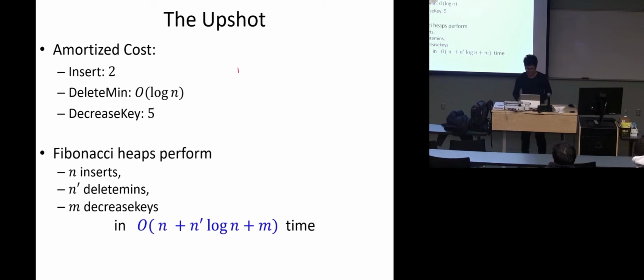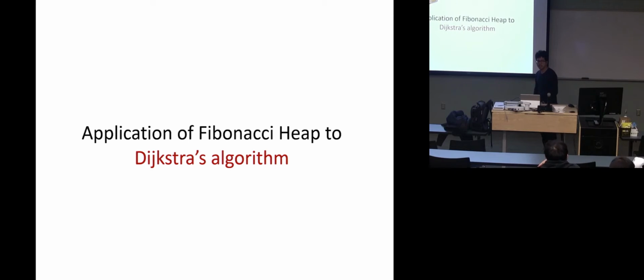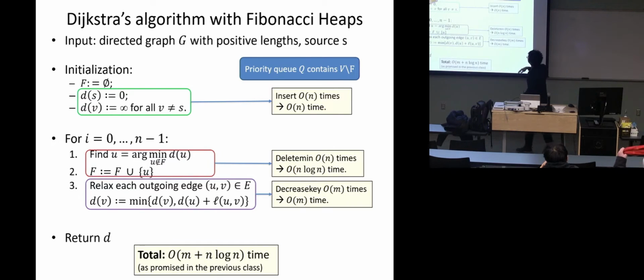Okay. So now once you have this, we can apply this Fibonacci heap to Dijkstra's algorithm. If you remember Dijkstra, you have n inserts, n delete mins, and m decrease keys. So the total time here for insert is just n times constant, n here times log n, and m here times constant. And this is why we get m plus n log n, as we promised from last week.